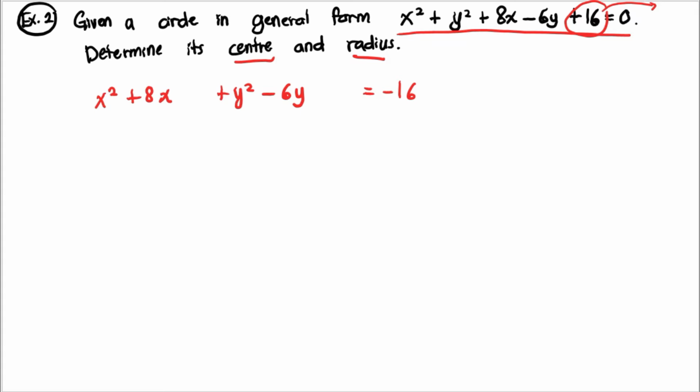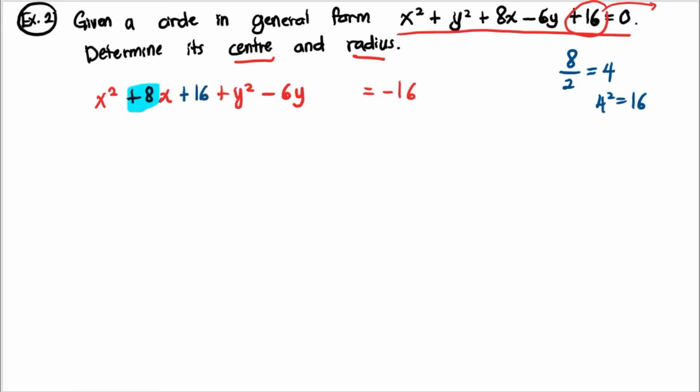Next, you have to factorize these x terms. You just need to take this 8, divide it by 2 and then square it. 8 divided by 2 gives 4, and 4 squared is 16, meaning you have to add 16 here.